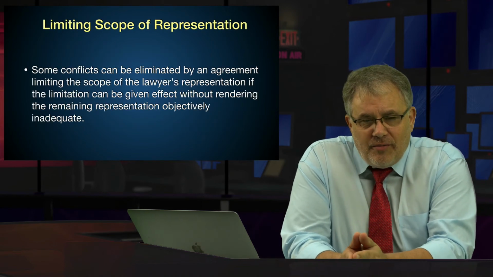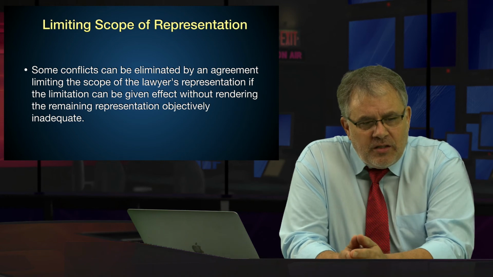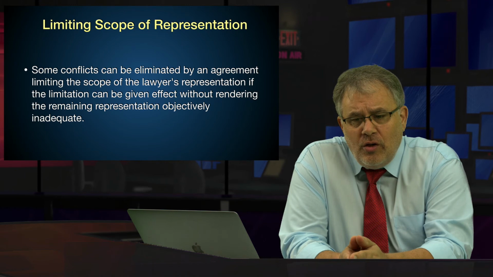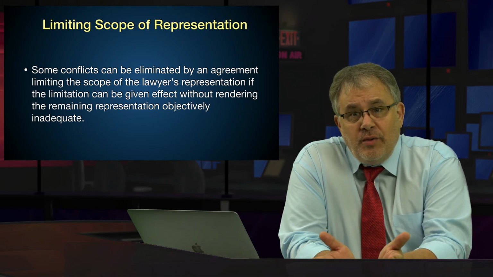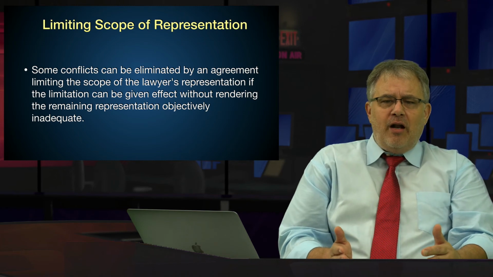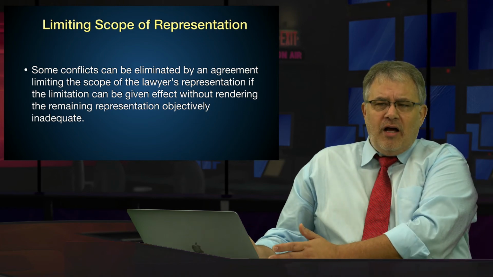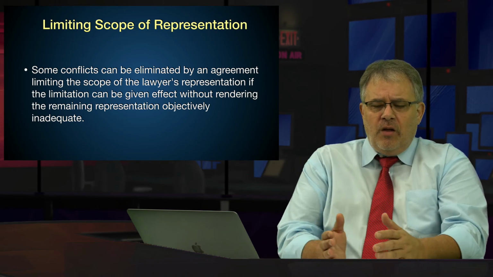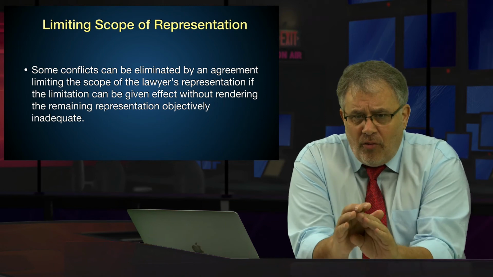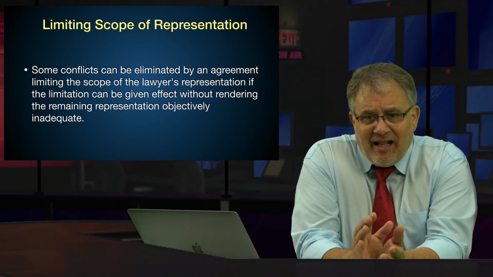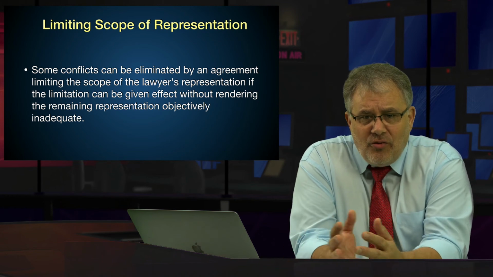Limiting the scope of representation. Sometimes limiting the scope of representation can be used as a tool to avoid what might otherwise be a conflict of interest. I may have a client that I represent in real estate matters, and then I might have another client who wants to sue this client for a tortious issue. I may be able to form a scope of representation agreement that allows that activity to happen both ways.